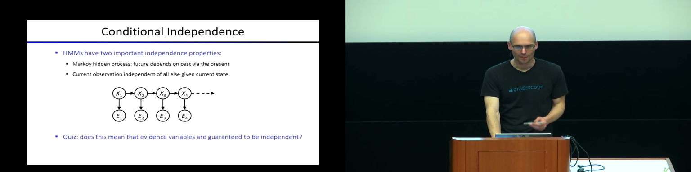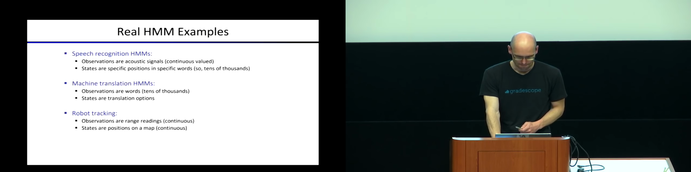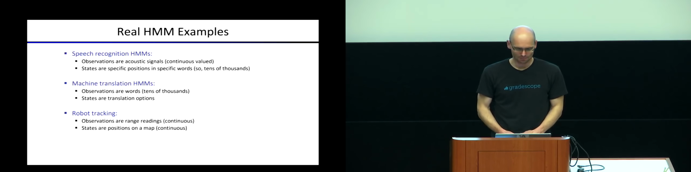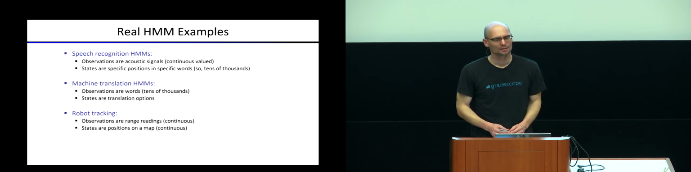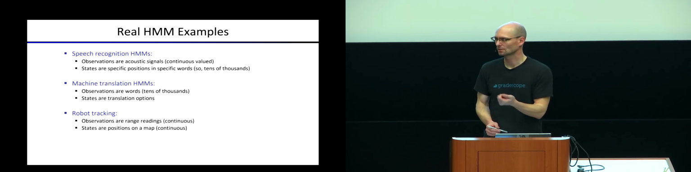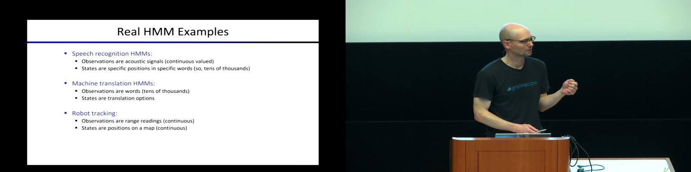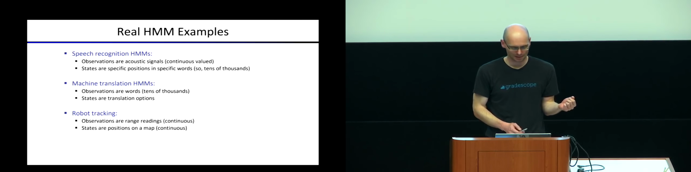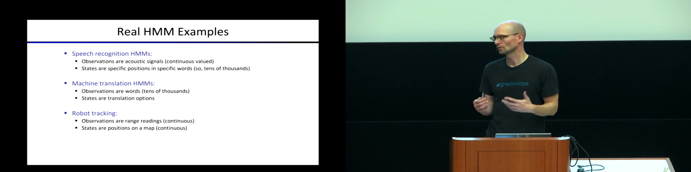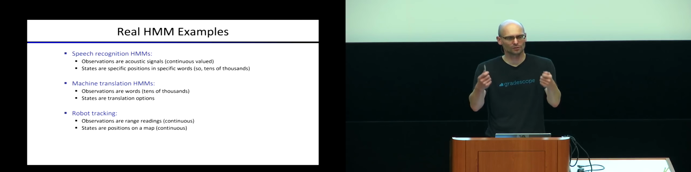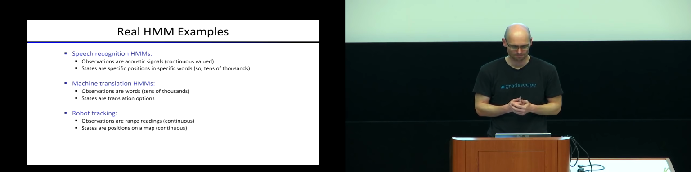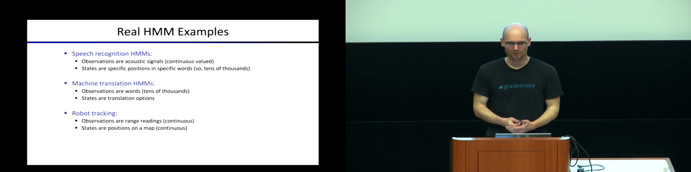Okay, so HMMs. This is the Bayes net model corresponding to it. What are some real HMM examples? Well, speech recognition. The observed variables are the sequence of numbers corresponding to the pressure that you observe in the air coming at you. And the unobserved variables are the characters or the phonemes or the words, whichever version of transcription you're using. Machine translation.